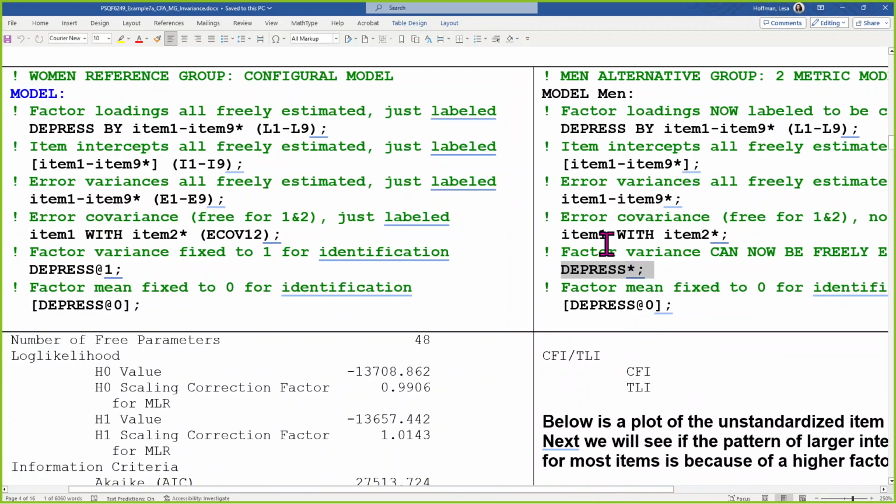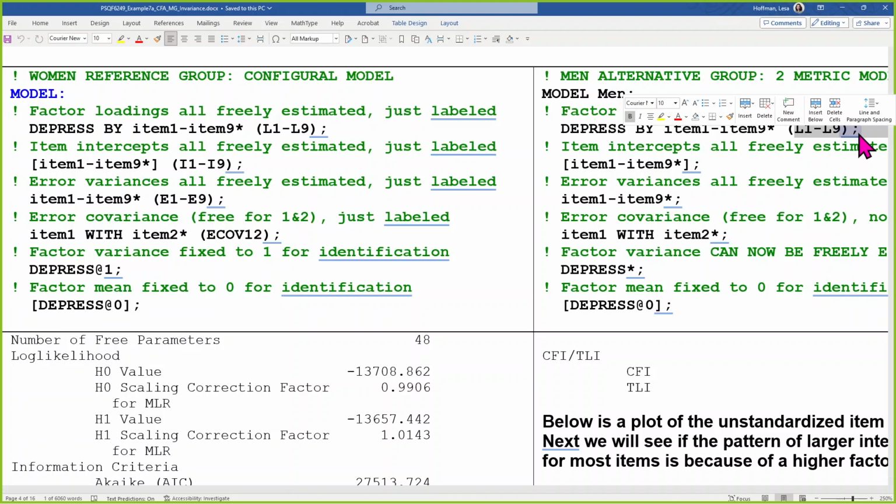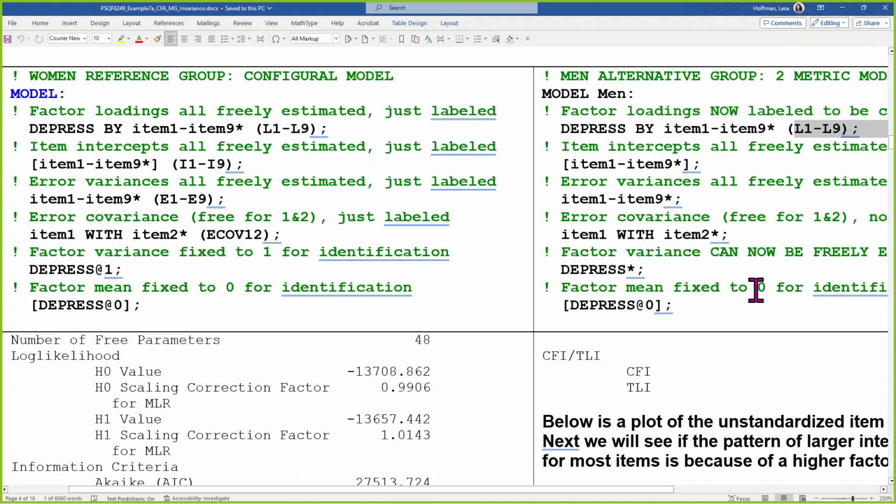So at this stage, the groups are halfway equated, essentially. They are sharing a common identification with respect to the factor variance because we're fixing it to 1 in the reference group, but by constraining all of the loadings to be equal, they are linked together. So they're sharing a common factor identification with respect to the variance. They are not yet sharing a common factor identification with respect to the mean. So this is like a half and half kind of deal.